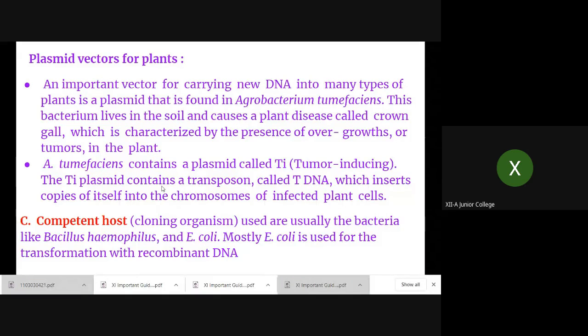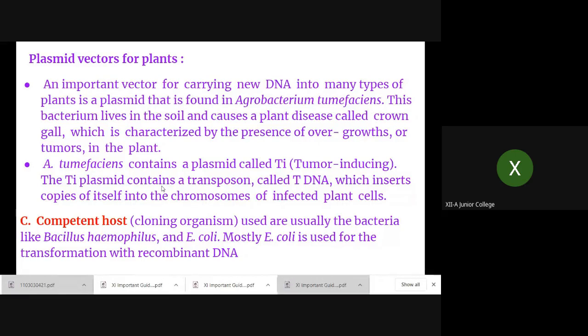Now, one more thing you need to remember: among plasmids as vectors, there are specific types of plasmids present in plant cells, and these plant plasmids also have a very important role, especially in agriculture. So we'll discuss these plant vector plasmids, and then we'll come to the next requirement, that is the biological tool.